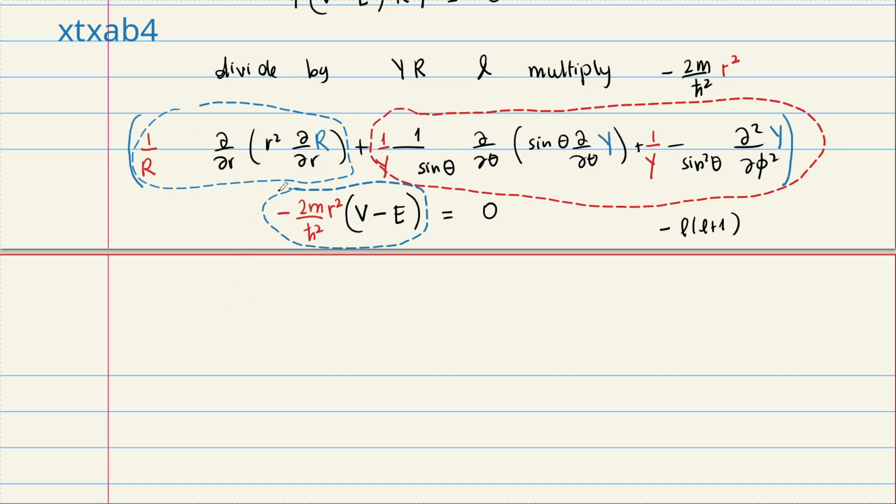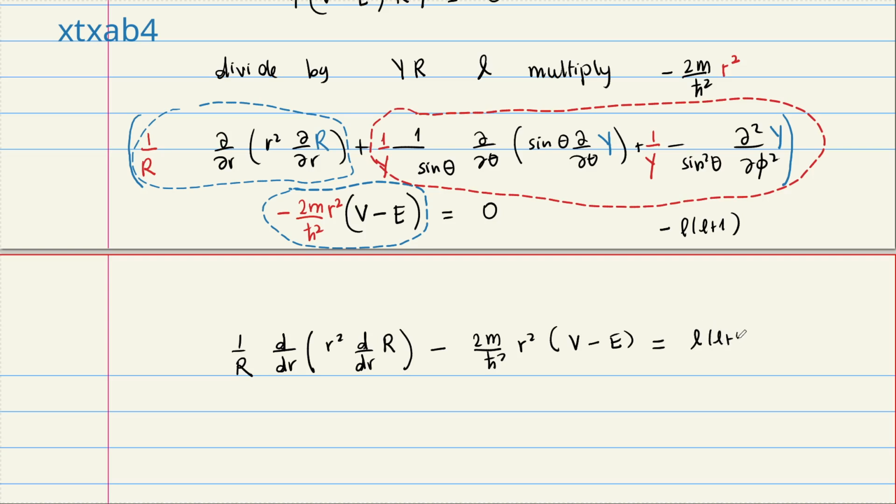So this blue circled region is called the radial equation, and the red circled region is called the angular equation. Let's write each one. 1 over R, d/dr of r squared dR/dr, times R, minus 2m over h bar squared r squared V minus E is equal to, if the red circled region is minus l(l+1), the blue circled region is plus l(l+1).